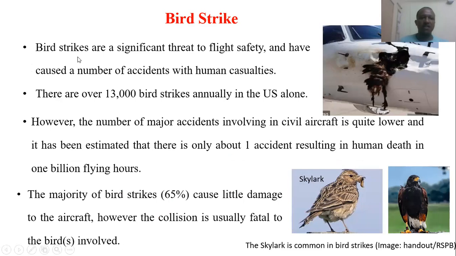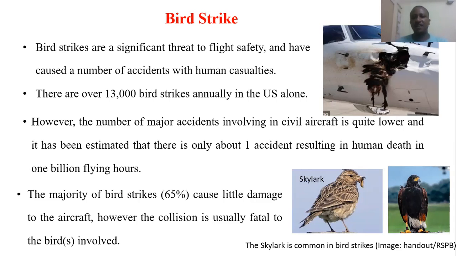Bird strikes are a significant threat to flight safety and have caused a number of accidents with human casualties. There are over 13,000 bird strikes annually in the USA alone. This is a very large number. In one country alone, 13,000 bird strikes happen, and we can observe what kind of accidents will happen during this time.